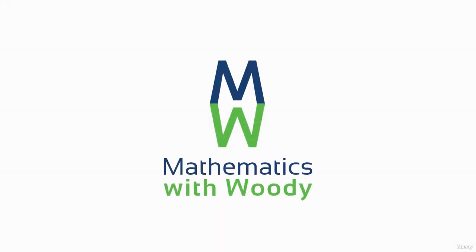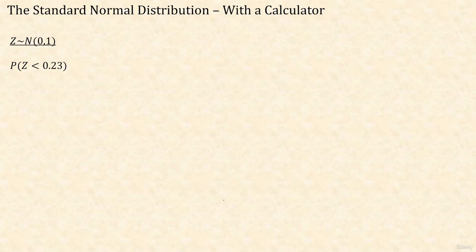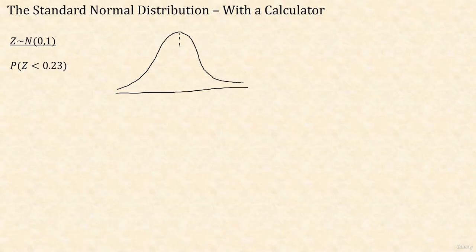Okay, having looked at how to work out standard normal distribution problems with tables, let's now see how to do it with a calculator. So, same problem as we looked at last time. Still do a sketch. That part really will iron out most of the silly errors you would ever make with this. So we want the probability of being less than 0.23. So it's this region over here.